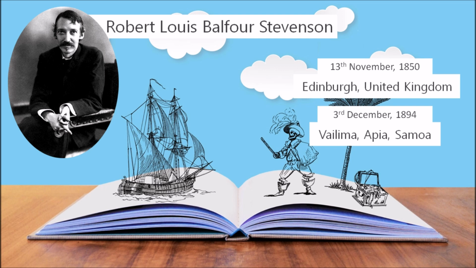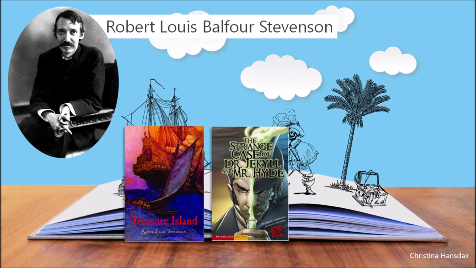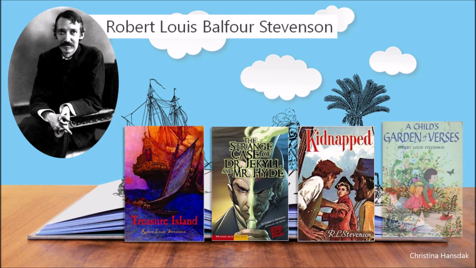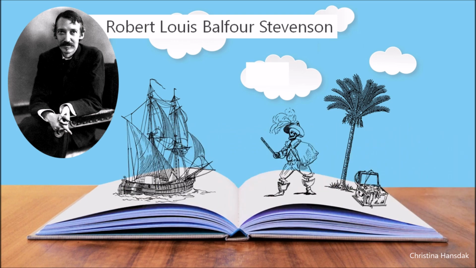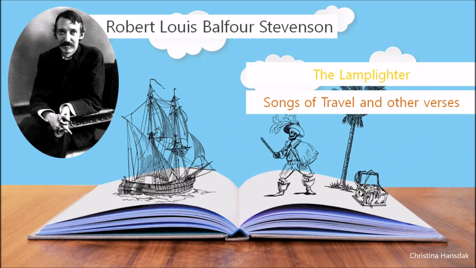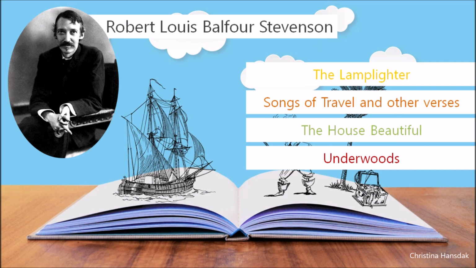He was a Scottish novelist, poet and travel writer, most noted for writing Treasure Island, Strange Case of Dr. Jekyll and Mr. Hyde, Kidnapped, and A Child's Garden of Verses. The Lamplighter, Songs of Travel and Other Verses, The House Beautiful, Underwoods are some of the poems written by Robert Louis Stevenson.